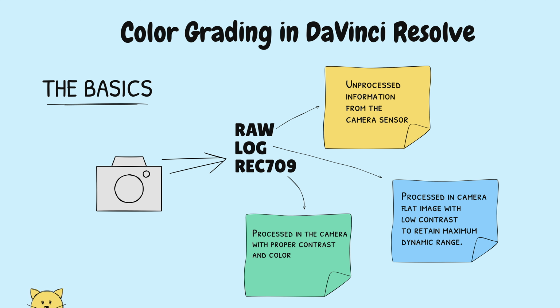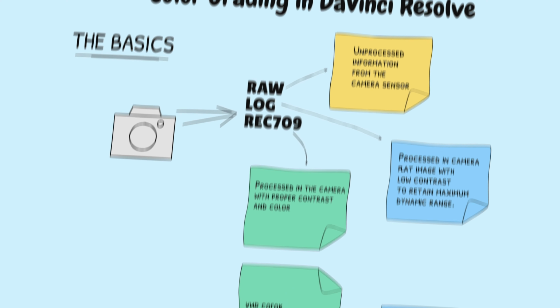Logarithmic footage, generally known as log, is very flat and desaturated. This is to capture the maximum dynamic range of the image. This kind of footage is not intended to be used without editing. Rec. 709 format footage is processed fully in camera with proper contrast and color and is not flexible for the purposes of editing.